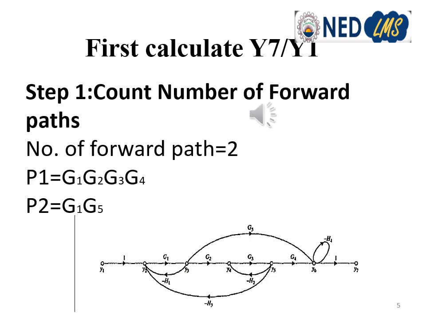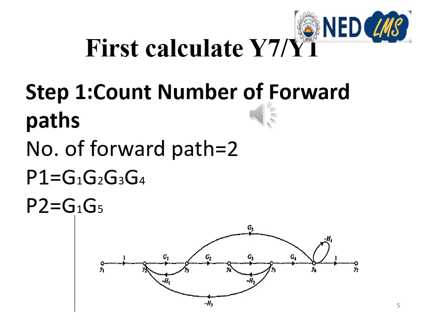The definition of the forward path, I hope you have remembered that, is from input to output, such that no node should be traversed more than once. So we have two forward paths, P1, P2. That is P1 is G1, G2, G3, G4 straight line, and P2 is G1, G5.